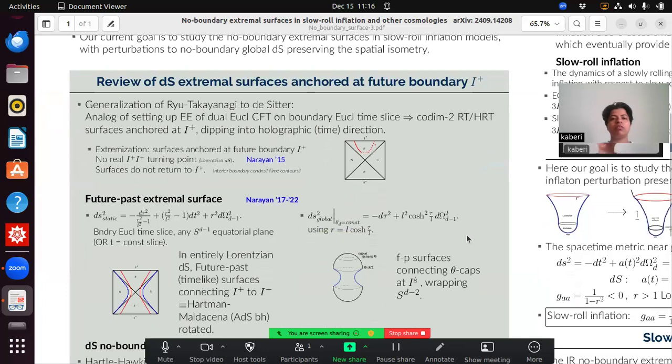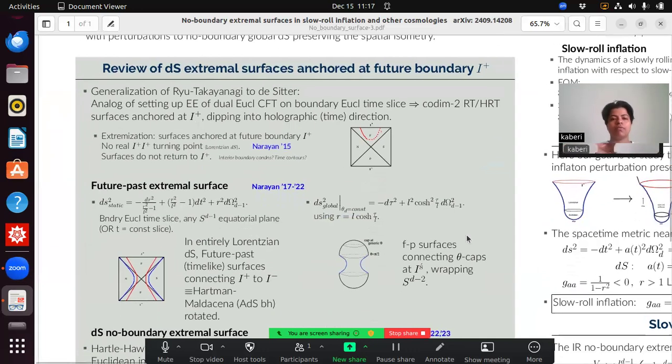So let's first look at a brief review of the de Sitter extremal surfaces anchored at the future boundary. The idea is the following: the analog of setting up the entanglement entropy of the dual Euclidean CFT on the boundary Euclidean time slice should give us the codimension-two RT-HRT surfaces anchored at the future boundary dipping into the holographic time direction. The bulk extremization shows that the surfaces anchored at the future boundary do not turn back to the future boundary. This has been shown by Narayan in 2015.